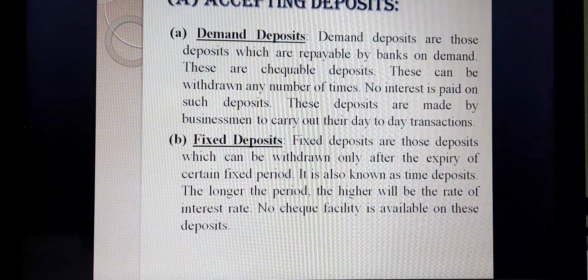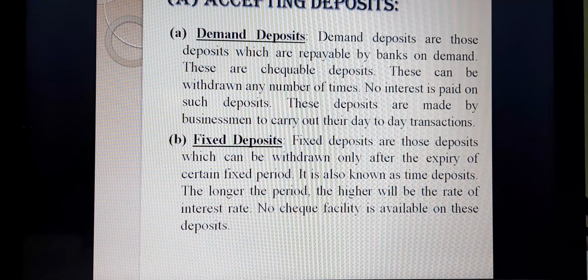And the second is the fixed deposit. Fixed deposits are those deposits which can be withdrawn only after the expiry of a particular time period. It means we can say that a fixed deposit is time-bound. We cannot withdraw before that time period. Clear? And against this fixed deposit, no check will be issued, unlike the demand deposit which can be withdrawn at any time.